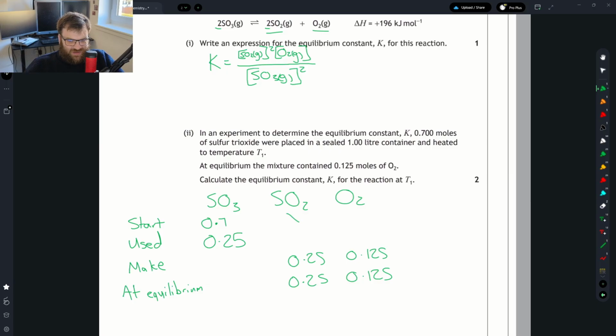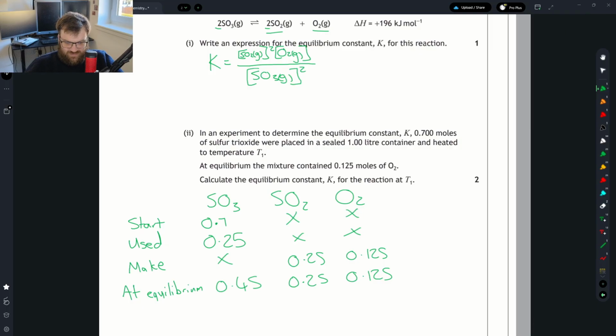At the start, we had no product. We've used no product, and we've not made any reactant. So at equilibrium, we're taking these 2 numbers away, and we're getting that we had 0.45 moles at equilibrium.